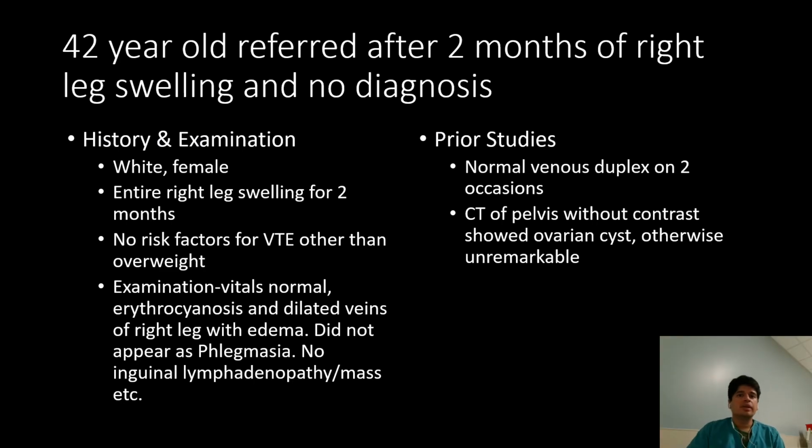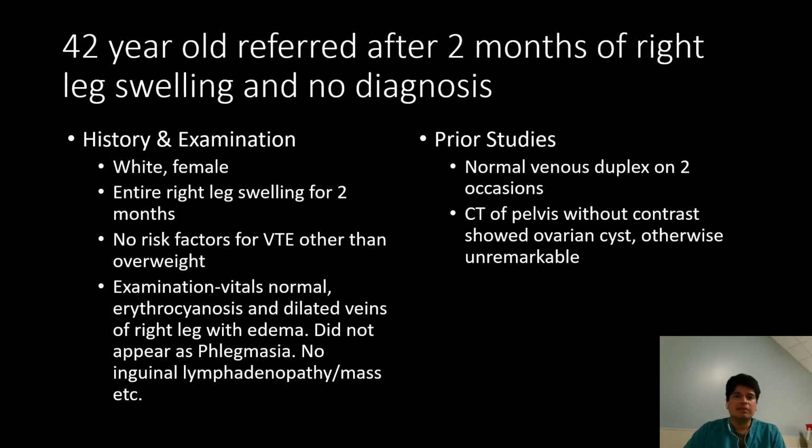It's a 42-year-old lady who was referred with 2 months of right lower extremity swelling and no clear diagnosis. She was noted to be hemodynamically stable with dilation of multiple small superficial veins and pitting edema. There was no inguinal lymphadenopathy or masses that we could palpate. She already had 2 venous duplexes, as I mentioned, which were negative for DVTs.